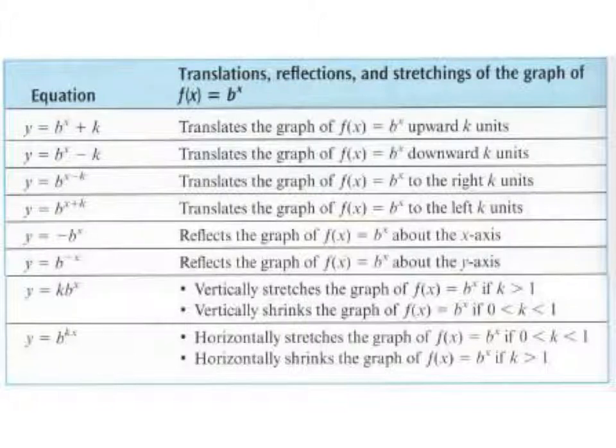So just like before, vertical and horizontal stretches and shrinks are opposite of each other. Vertically stretch is greater than 1, horizontal shrink is greater than 1. Vertically shrink is between 0 and 1, horizontally stretch is between 0 and 1. So make sure we have these written down somewhere. We will be using these for the rest of the lesson.